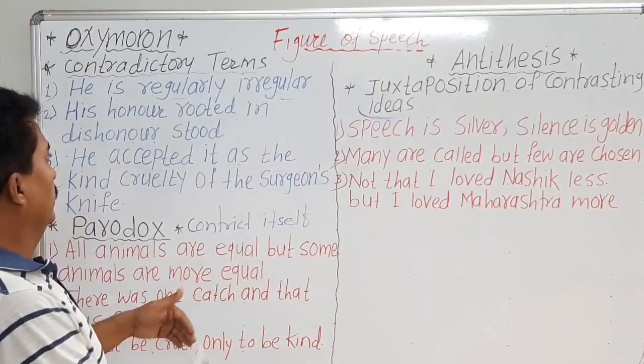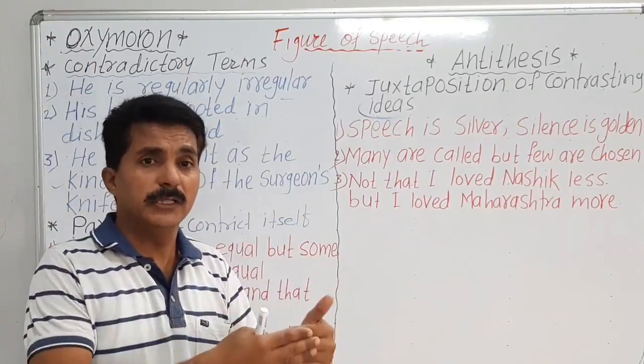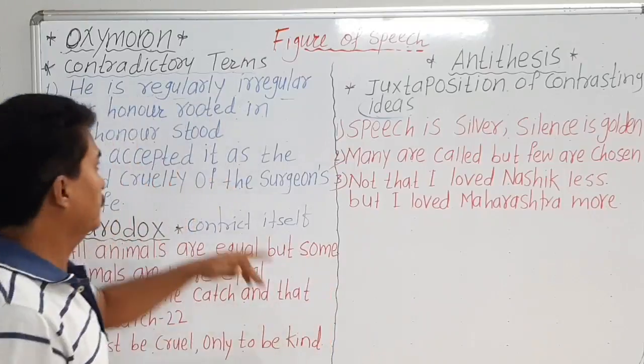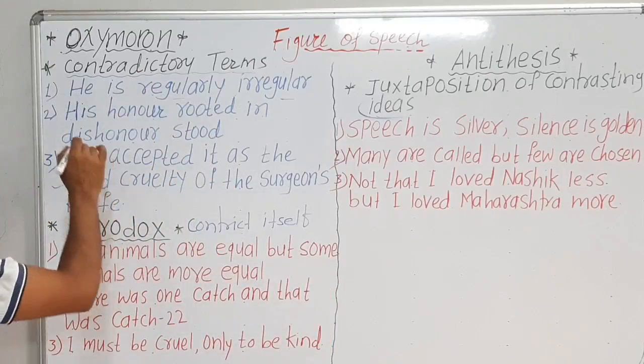Once again, I would like to repeat it. If in a single sentence we have two terms which are opposite to each other, that figure of speech is called oxymoron. Let us see the second example.